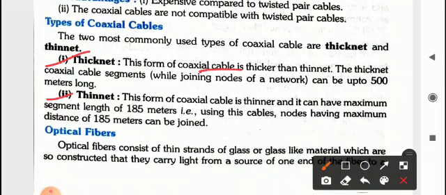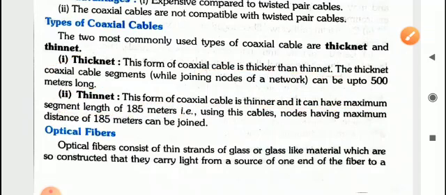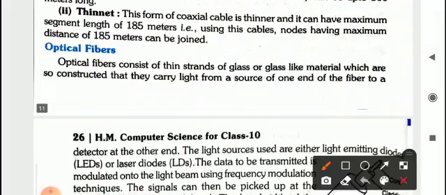In this, thicknet cable is thicker than thinnet, and it can hold up to 500 meters for data transmission. Thinnet is the form of coaxial cable that is thinner and it can have maximum segment length of 185 meters. Then we have optical fibers.